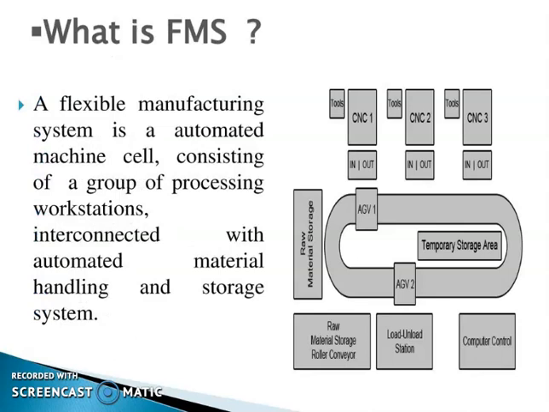First, what is FMS? A flexible manufacturing system is an automated machine cell consisting of a group of processing workstations interconnected with automated material handling and storage system. FMS is flexible because it is capable of producing a variety of different part types at a time at various workstations. The quantity of production can be adjusted in response to changing demand. It is suitable for mid-variety and mid-volume production range.